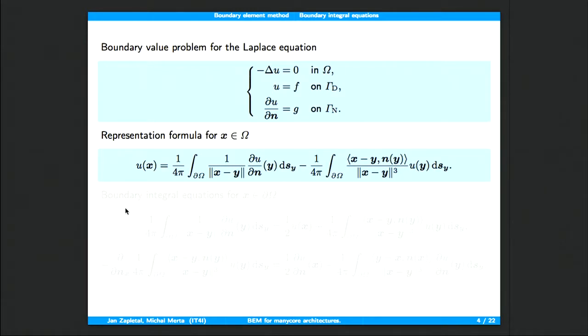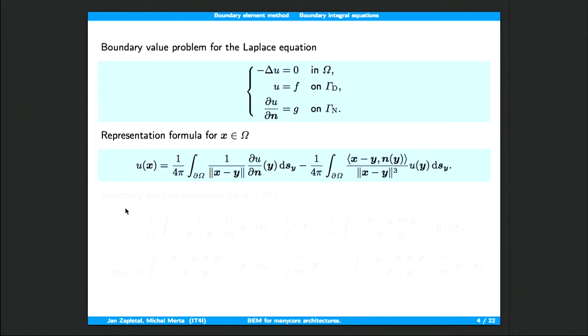The problem is that I do not know these values. I do not know the solution at the boundary, because I integrate here over the boundary. I only know it on part of the boundary, and the same for the normal derivatives. So my task, the task of the boundary element method, is to determine the missing boundary values.